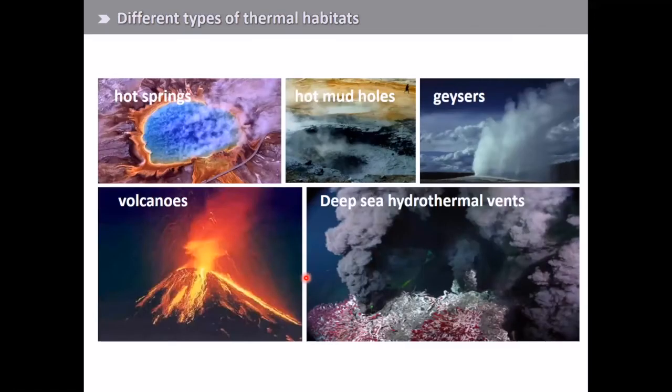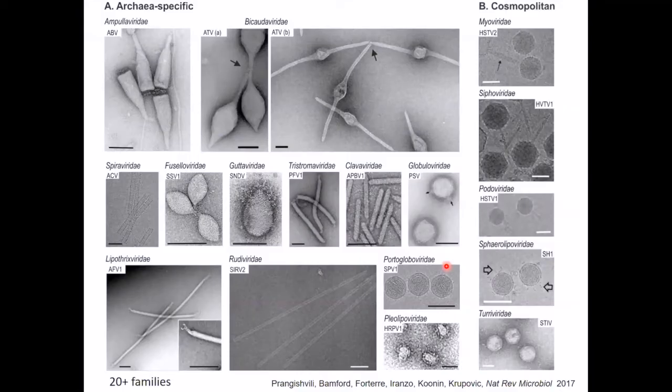And there are many different kinds of hot environments on our planet where there are microbes, and we are studying these hot springs, mud holes, geysers, deep sea hydrothermal vents. And in my lab, we are focusing less on the microbes, but rather on the viruses which infect these microbes. And it turned out that the virosphere associated with hyperthermophiles is astonishingly diverse, right? And here you see a kind of collage of different EM pictures of archaeal viruses.